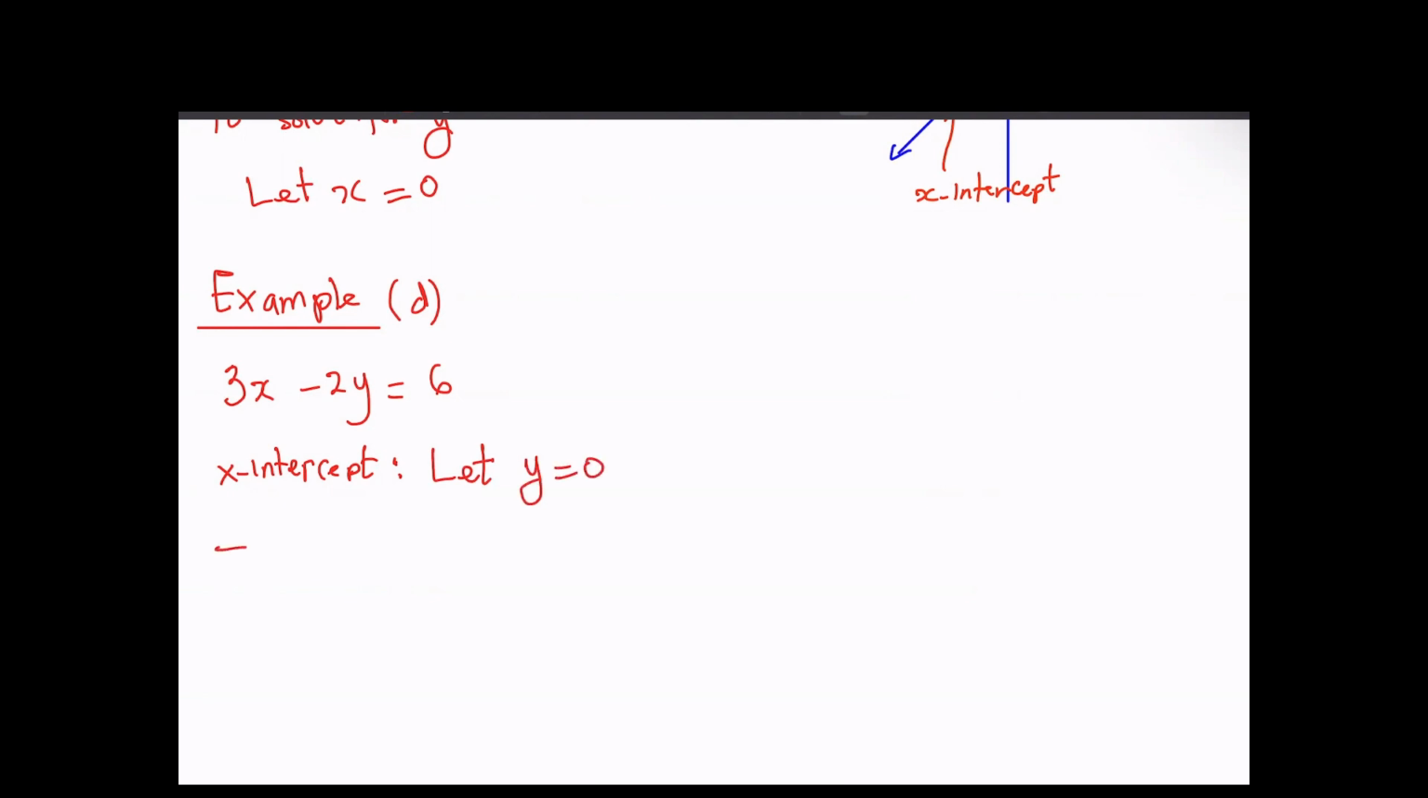If y equals 0, this implies, the symbol here means implies. If you see me do this going forward, the symbol like this means implies. It's just convenient to use that logical symbol to make math look beautiful. So this implies that 3x minus 2 times, because I know that y is 0 now, replace y with 0, equals 6. And 2 times 0 is simply 0, so we have 3x is equal to 6.